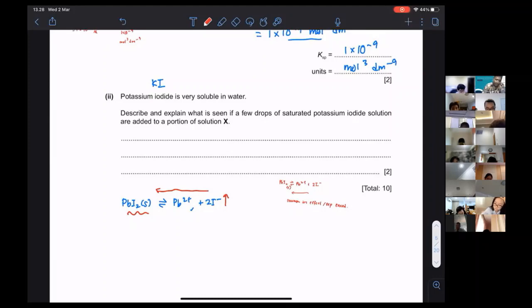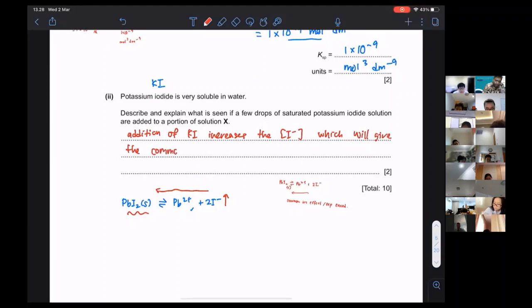That is the concept that I taught you, what we call the common ion effect. So that should be mentioned. You just say the addition of KI increases the concentration of I-, which will give the common ion effect.